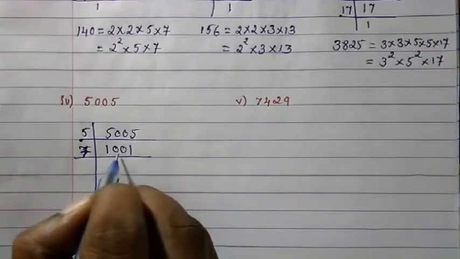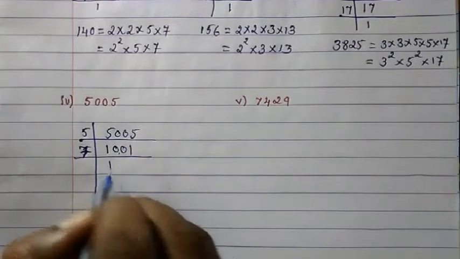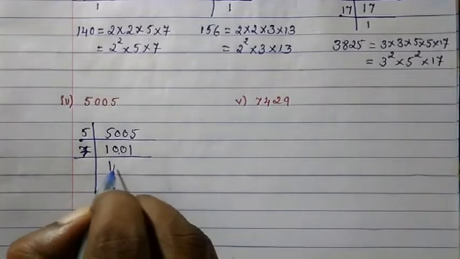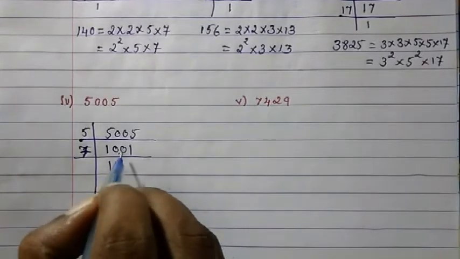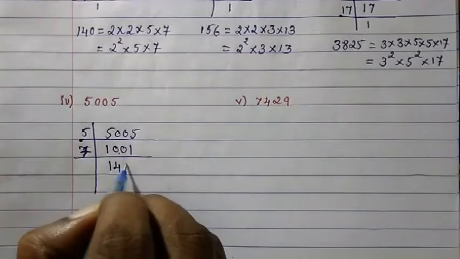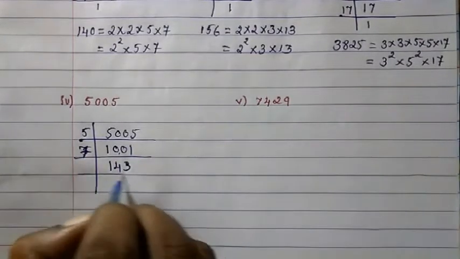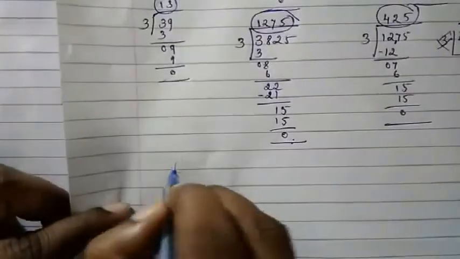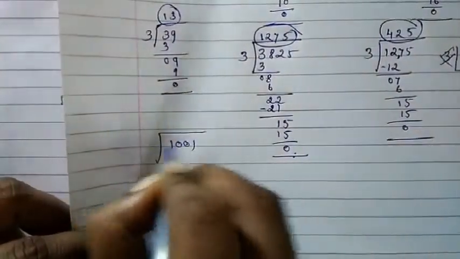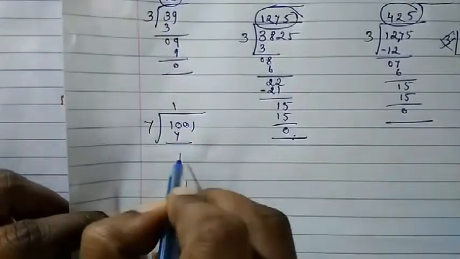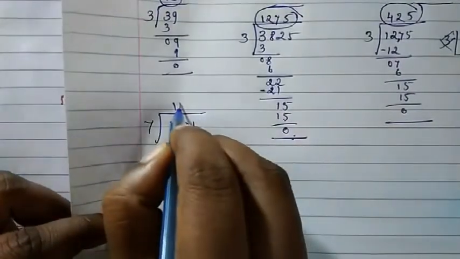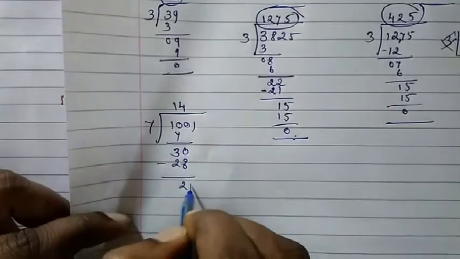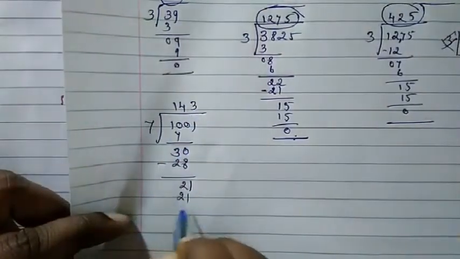So with 7 when we do, in 10 how many 7s are there? 1 7 is there. Then 3 carried, 4, then becomes 30, then 4 times 28, then 2 carried, 4, then 3 times 7, 21. So if you don't know how to do it directly, please do it this way. 1 times 7, you will get 3, 0 will come down, 4 times 7 is 28, then 2, then 1 will come down, then 3 times 7 is 21.